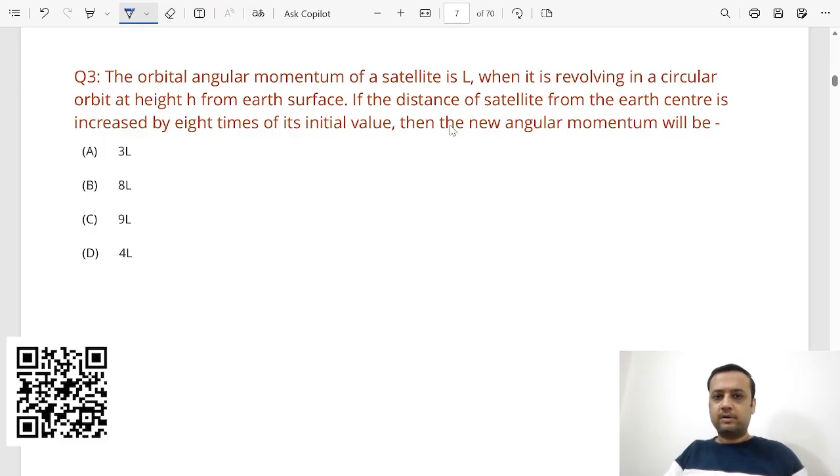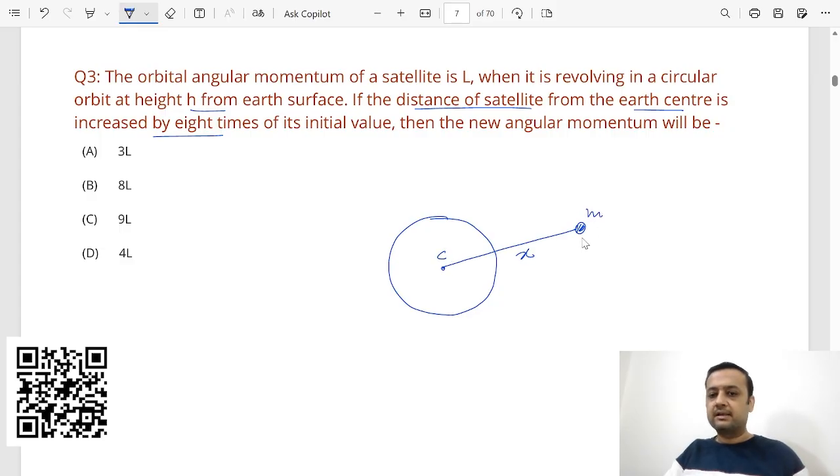Here, the orbital angular momentum of a satellite is L when it is revolving at a height h from the Earth's surface. Now, the distance from the Earth's center is increased by 8 times, so we have to find the new angular momentum. Now imagine that this is the Earth, and let us say this is a satellite at an initial distance of x. Remember, here I am calling x the distance from the center.